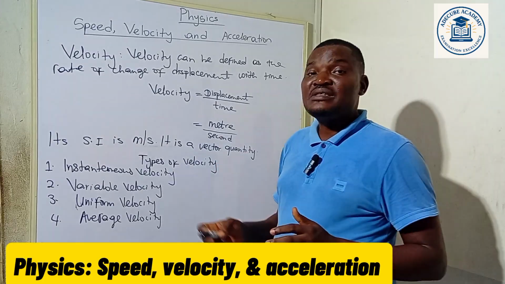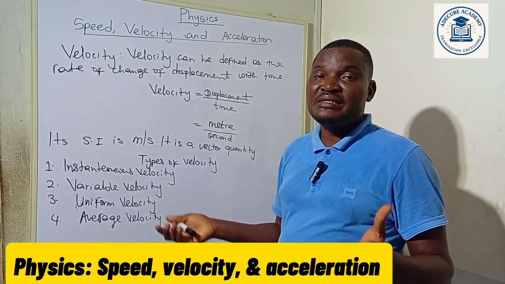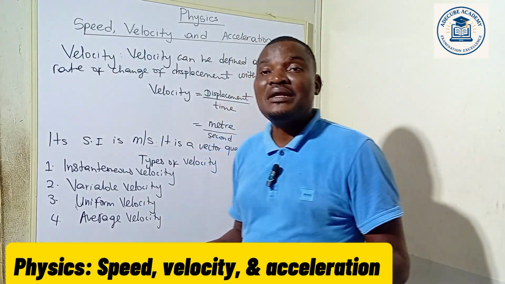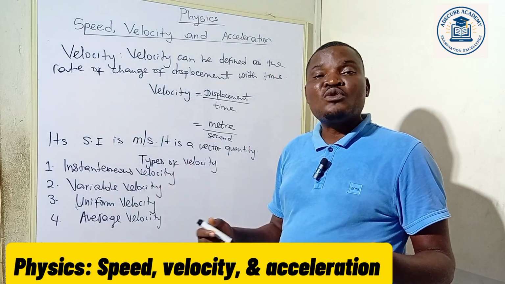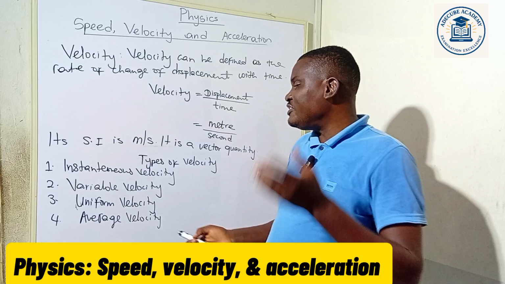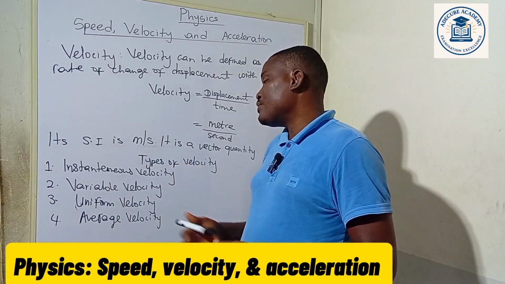Then we have variable velocity. This is velocity at different time intervals. It might be 0 kilometers per hour now, then maybe next it will be 20 kilometers per hour or 80 kilometers per hour. It changes from time to time for variable velocity.